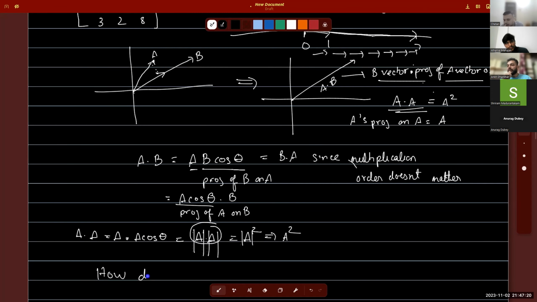Wait, what? Can you repeat that? Yeah, so we haven't discussed why AB cos theta is the same as mod A mod B, the dot product. The dot product is equal to mod A mod B cos theta. We haven't really discussed that. Okay, you're talking about the vectors. Okay.